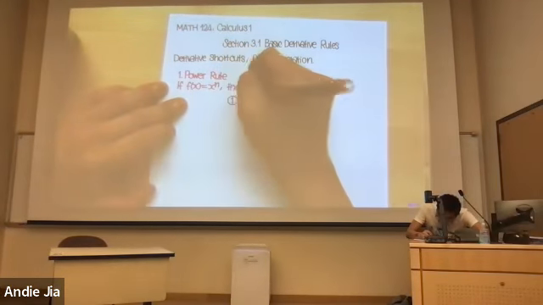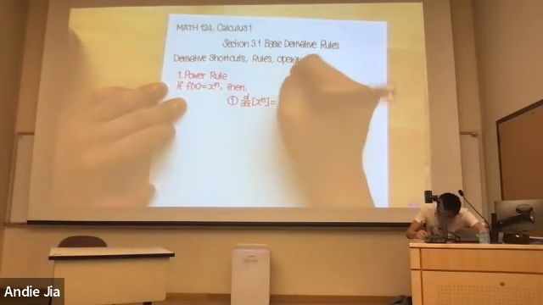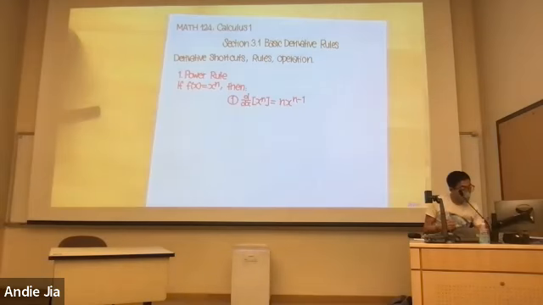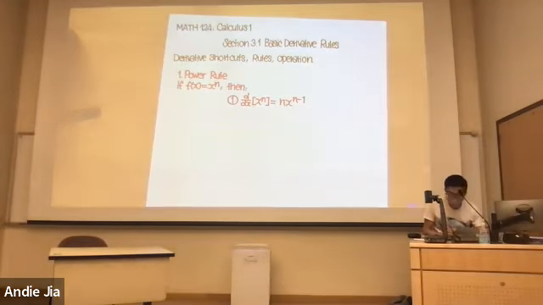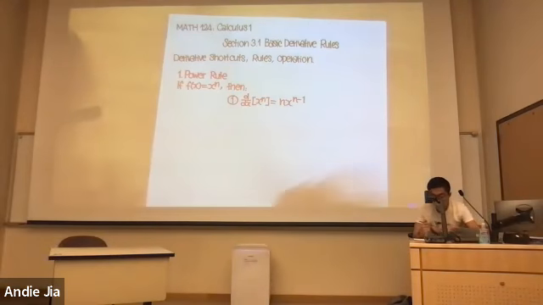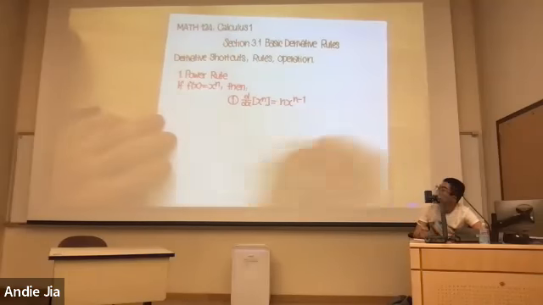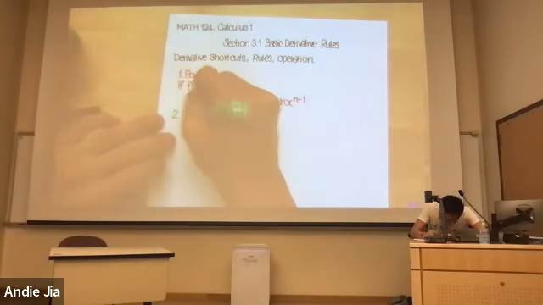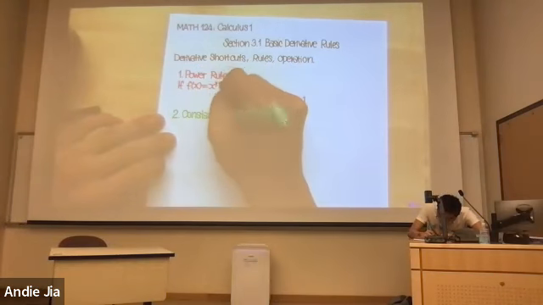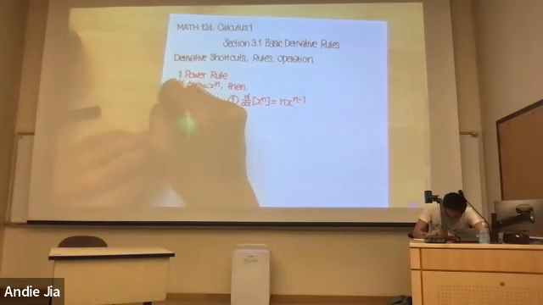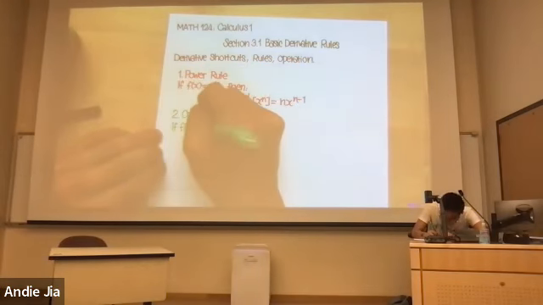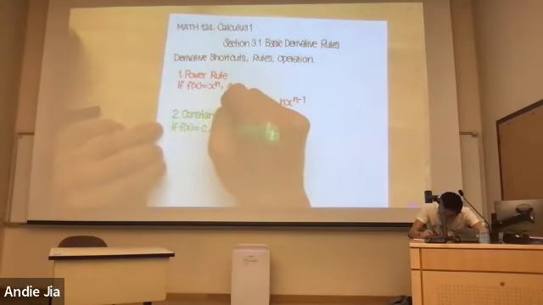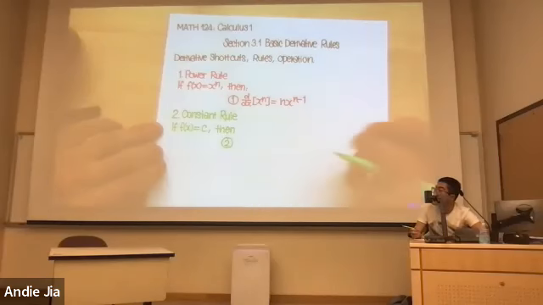Then we have d/dx of x to the n is n x to the n minus one. And that is our rule. Number two, let's introduce the constant rule. If f of x is any constant, then the derivative is zero.